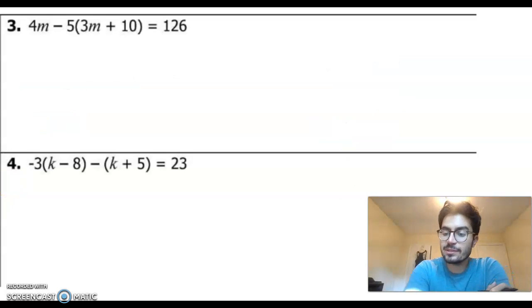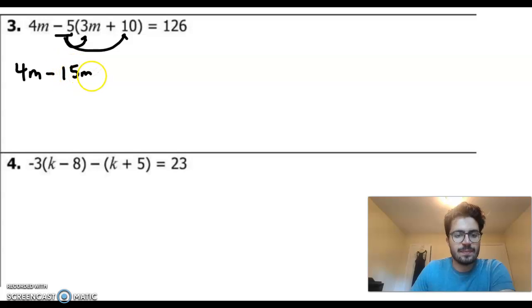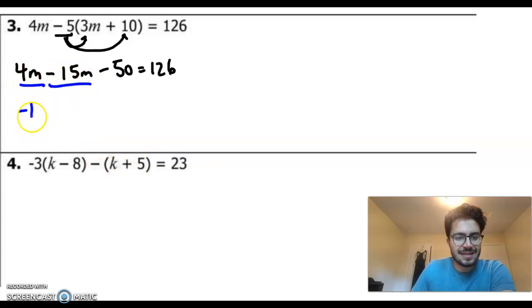Let's look at these. These have some distribution. So we need to think about how to use distribution. We have 4m minus 5 times 3m plus 10 equals 126. Remember, first things first, we want to clean it up. So now we have 4m minus 15m minus 50 equals 126. Okay, let's see what we can clean up. We have 4m minus 15m. That's negative 11m. Minus 50 is equal to 126.